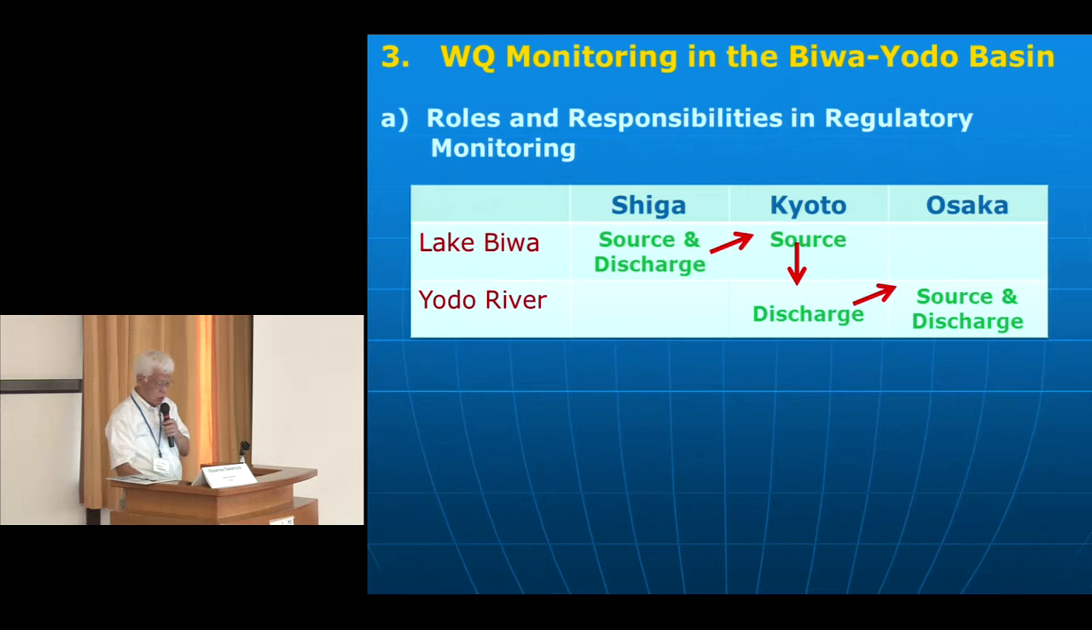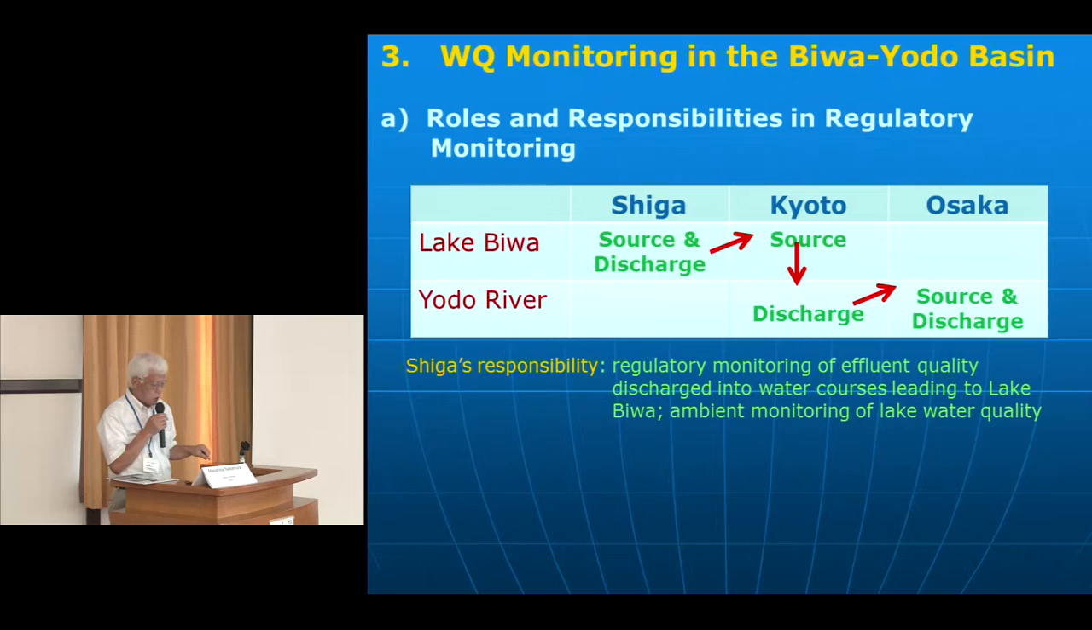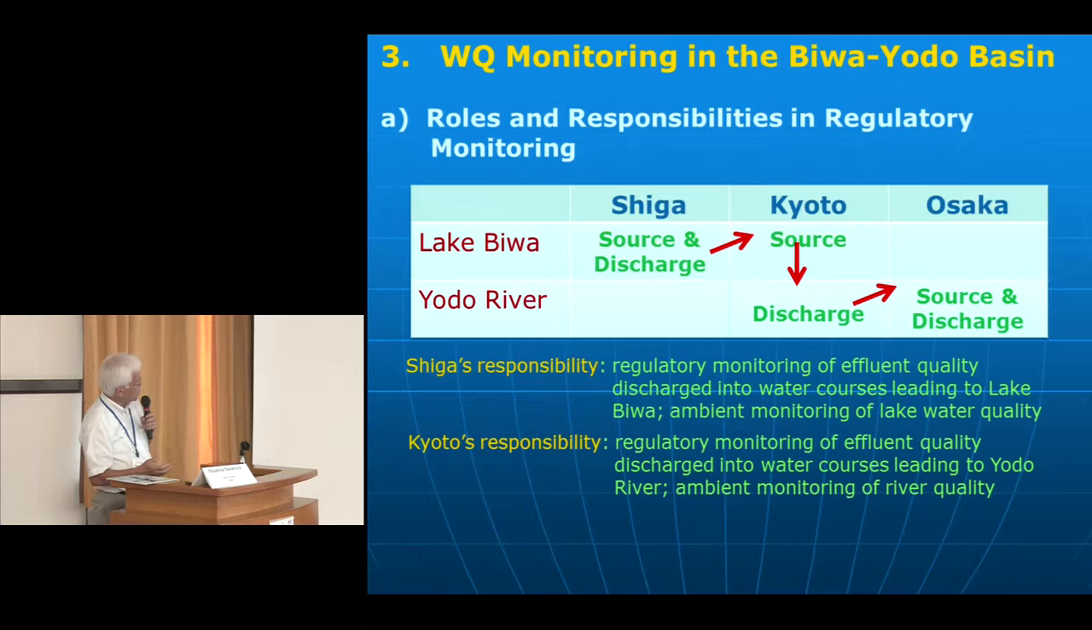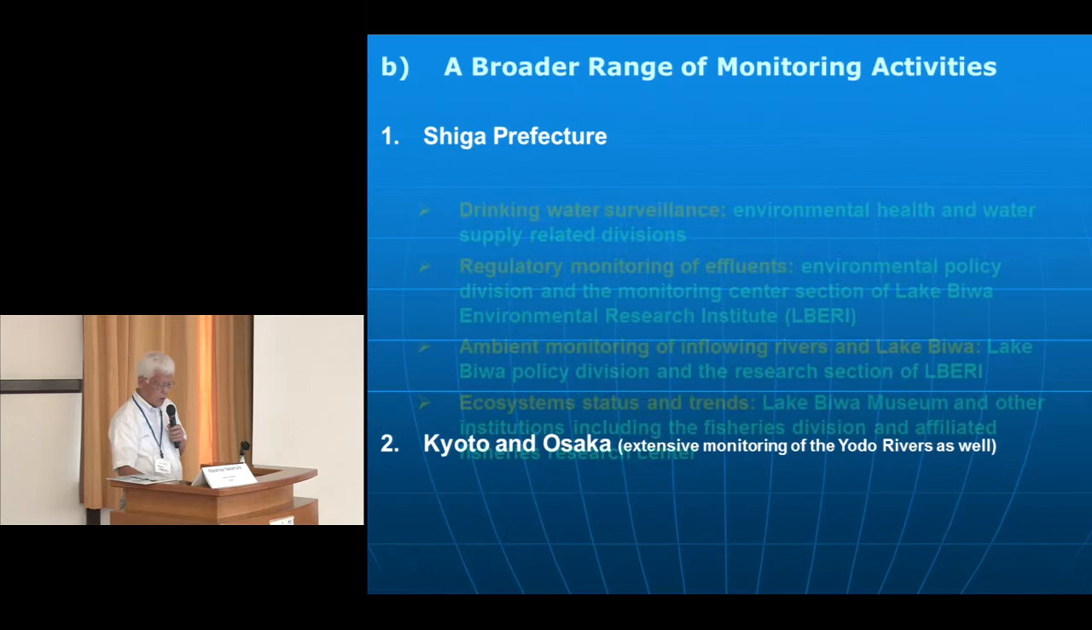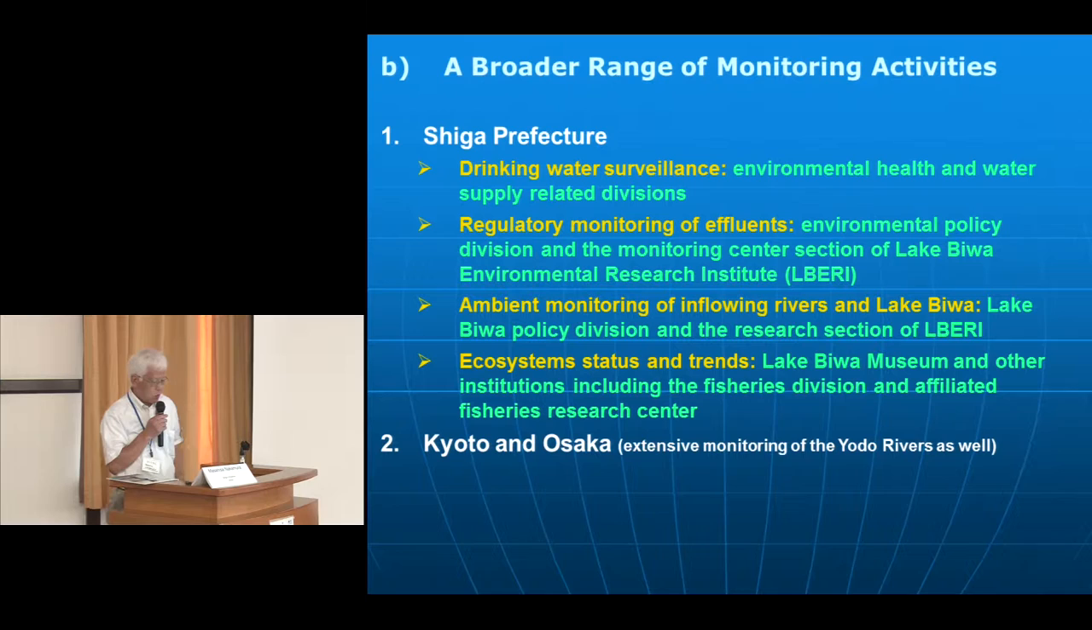So the water quality monitoring roles and responsibilities of Shiga Prefecture, particularly in terms of regulatory monitoring of effluent quality discharged into water courses leading to Lake Biwa, and ambient monitoring of lake water quality, I'll touch on this later on. Kyoto, the same. Osaka also has its own issues and challenges of having to deal with this very complex problem. A broader range of monitoring activities, drinking water quality surveillance, regulatory monitoring of the effluents, ambient monitoring in flowing rivers into Lake Biwa, and of course ecosystem status and trends, eutrophication, sediments, and so forth, are very much a challenge for Shiga Prefecture.